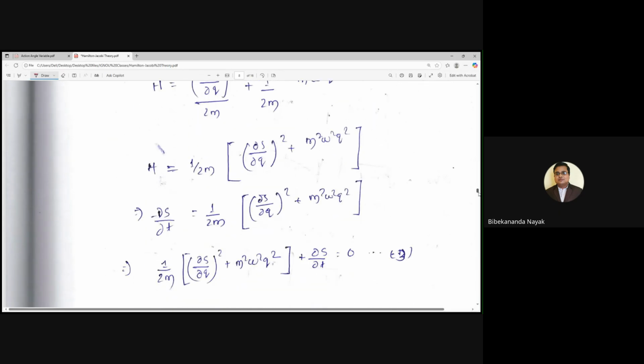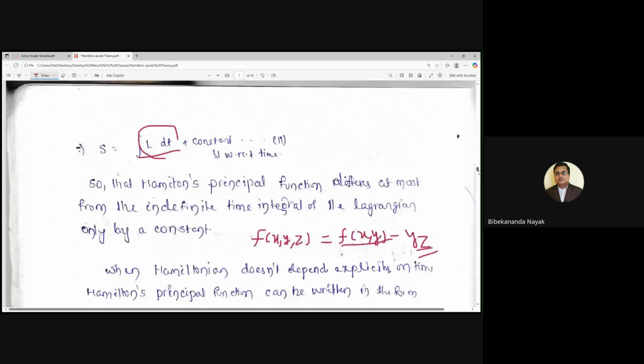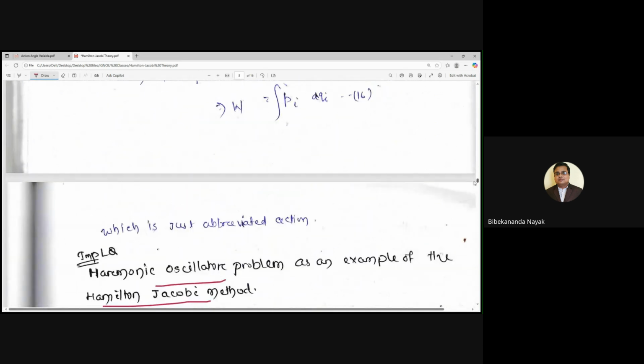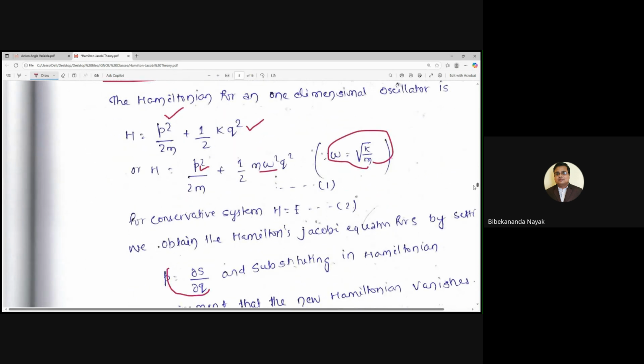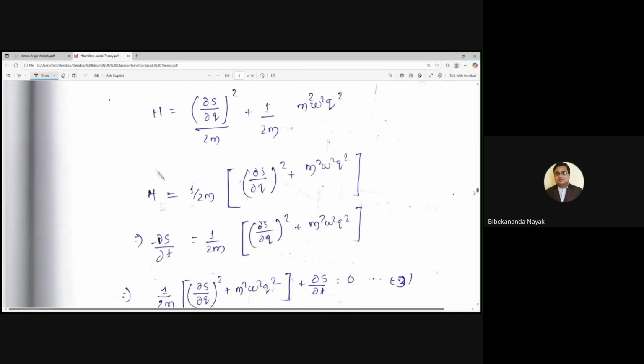But H is equal to minus ∂L/∂T. Here we get H, H is equal to ∂S/∂T minus H, that is, H is equal to minus ∂S/∂T. You have to remember these two formulas: one is P is equal to ∂S/∂Q, and H is equal to minus ∂S/∂T. So now putting this, we get this formula.